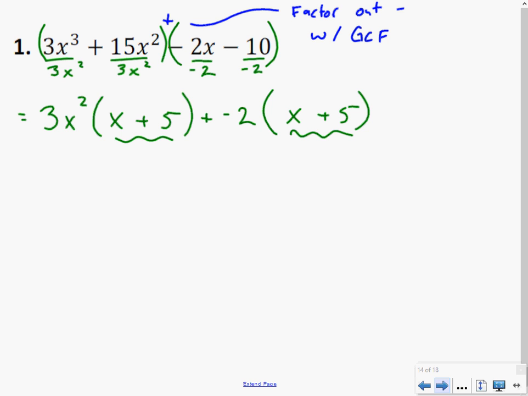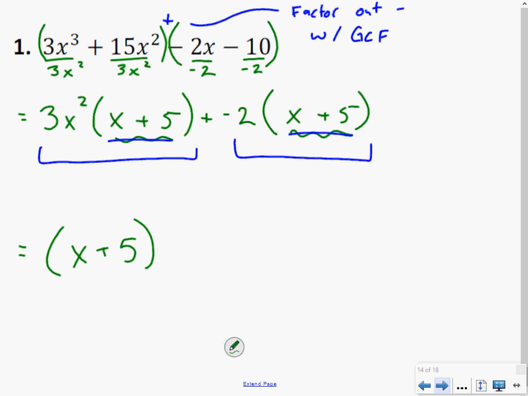So remember, the idea is this. We have technically two terms. The GCF between these two terms now is this x plus 5. So we're going to factor out the GCF, which is x plus 5. So we put the GCF in front. We have another set of parentheses where our leftovers go, okay, the remainder.